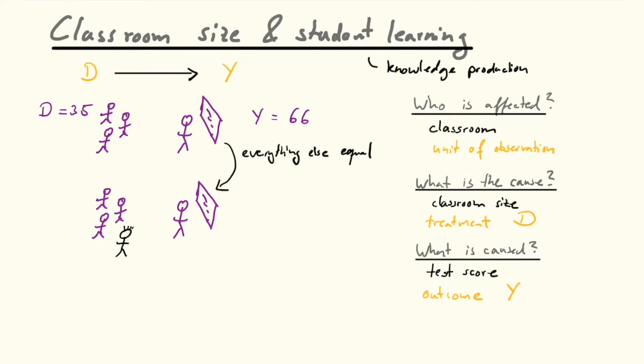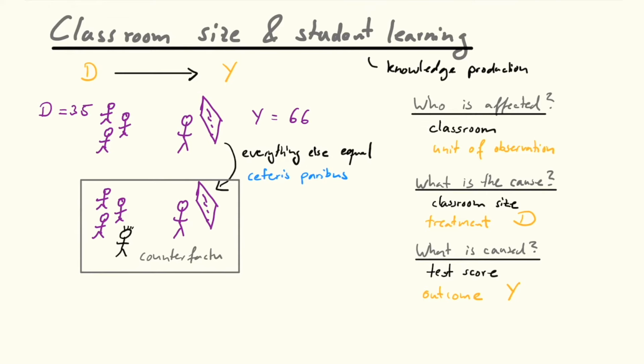The Latin term for everything else equal is ceteris paribus. This is a term that we will use a lot. We imagine this hypothetical classroom in order to define a causal effect. It doesn't actually factually exist. We call it the counterfactual classroom. It is tempting to call the real classroom the factual classroom, but no one ever does that.